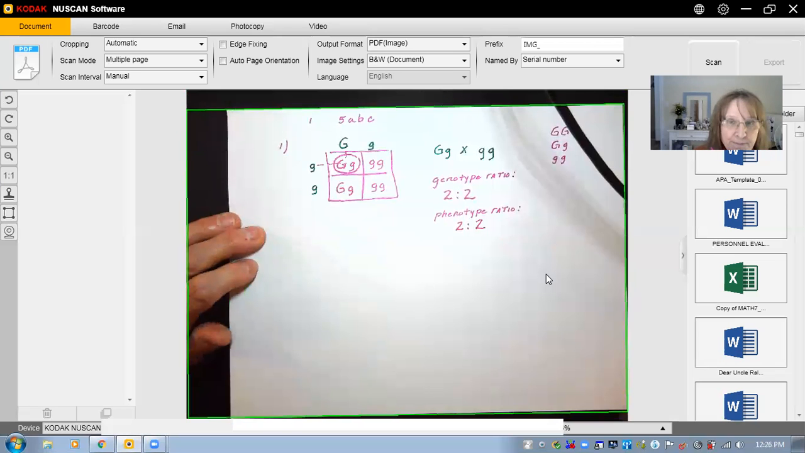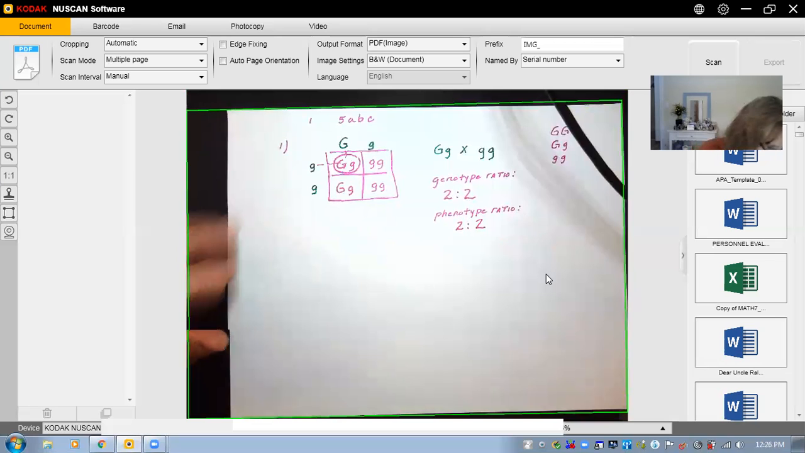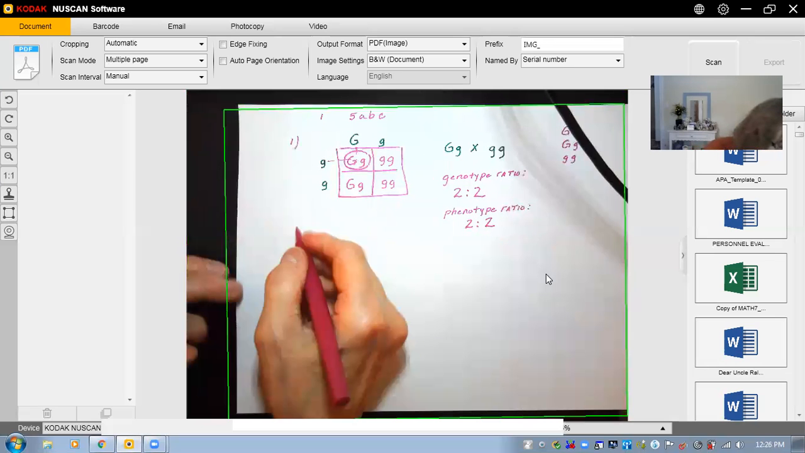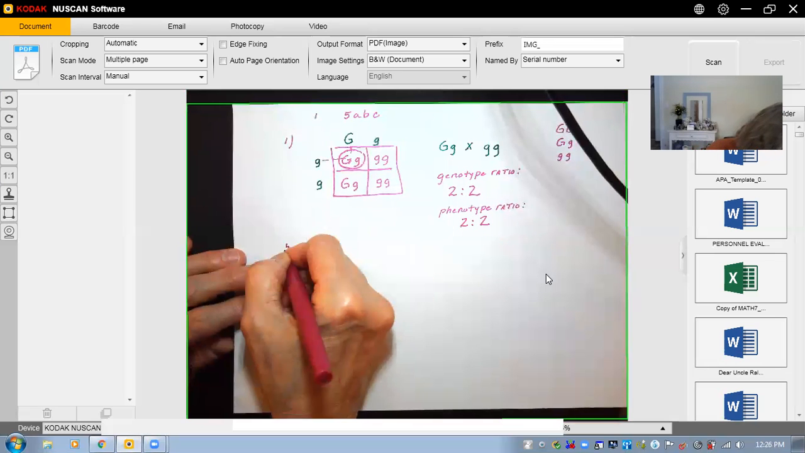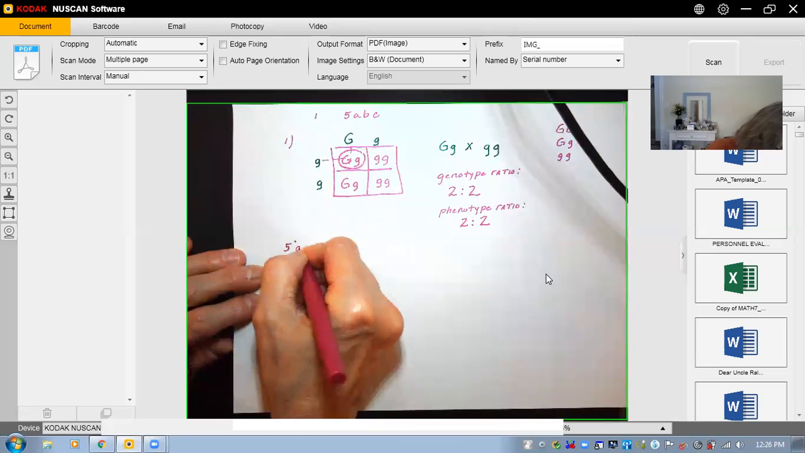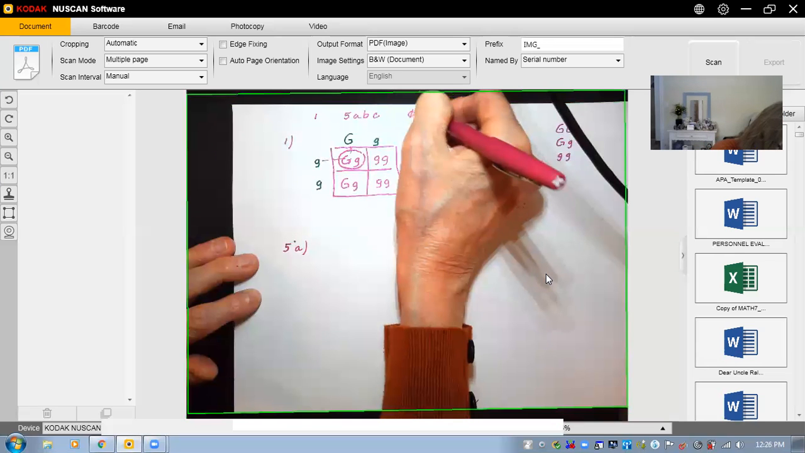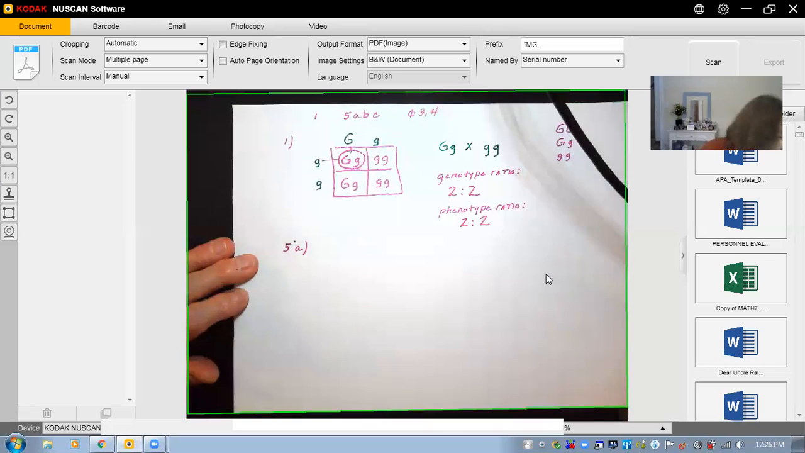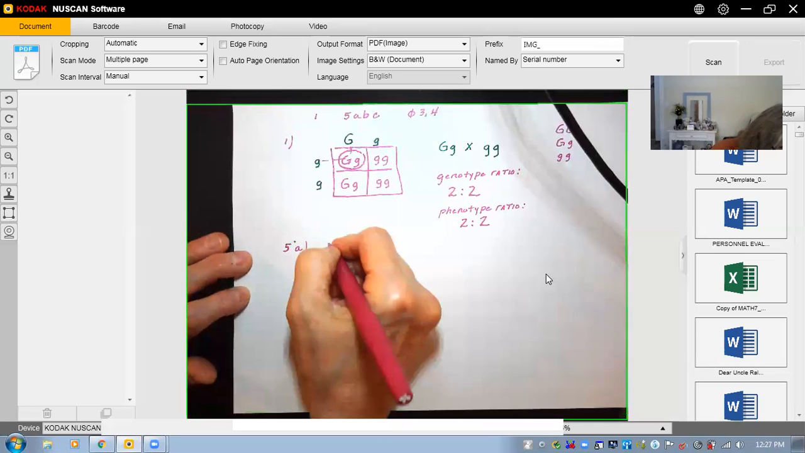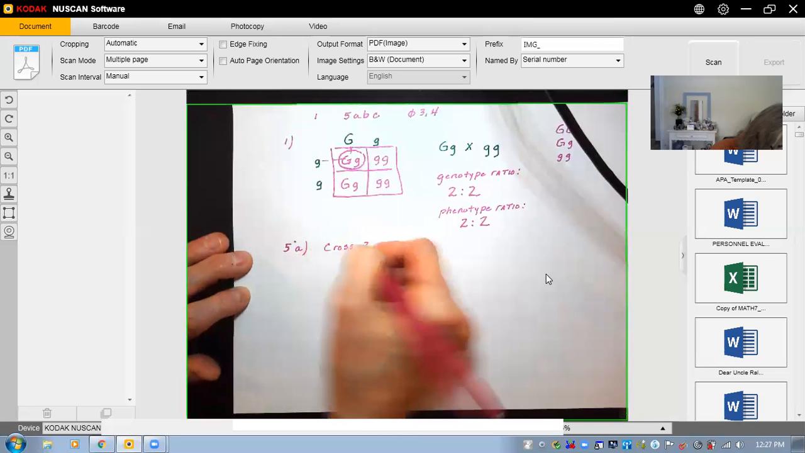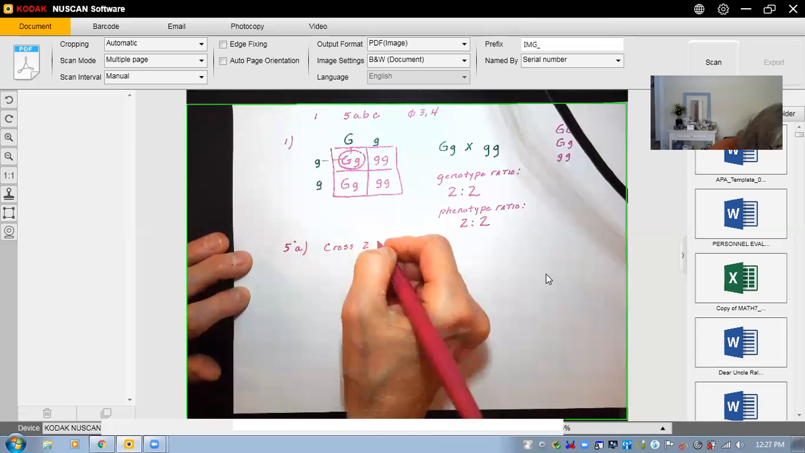Okay. So let's go on to another one. I may let you try 5B and C by yourself. Let's try number 5A. Remember, we're going to skip 3 and 4. Okay. 5A says, what are the genotype and phenotype ratios? So they're asking for ratios again. And A says cross 2 heterozygous long-winged flies.